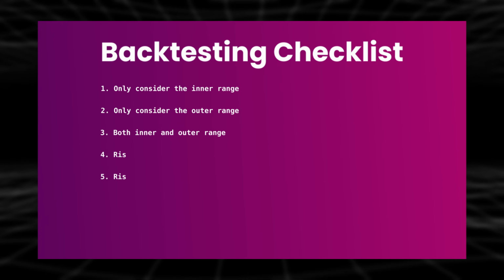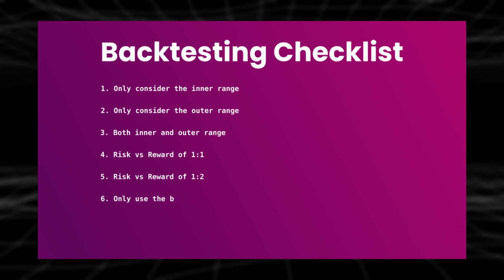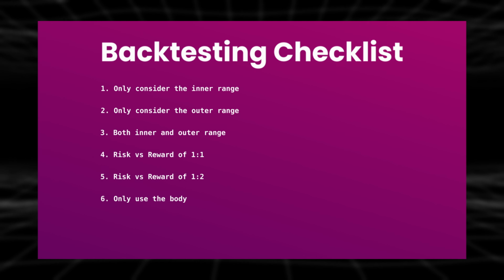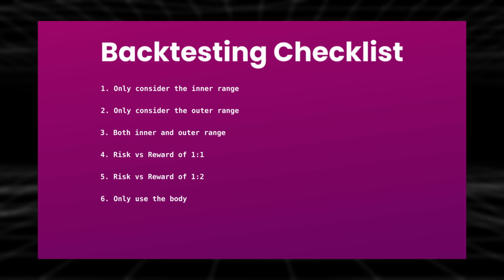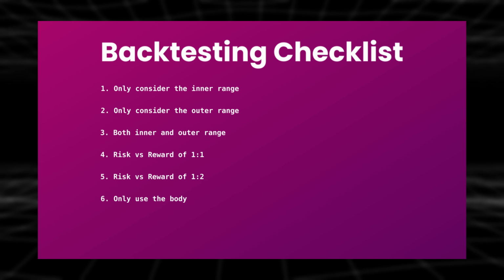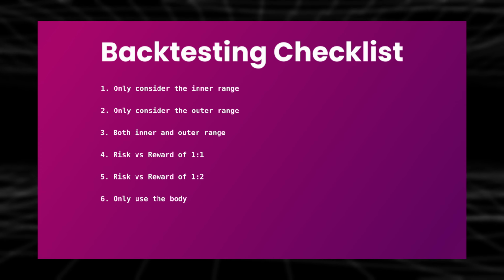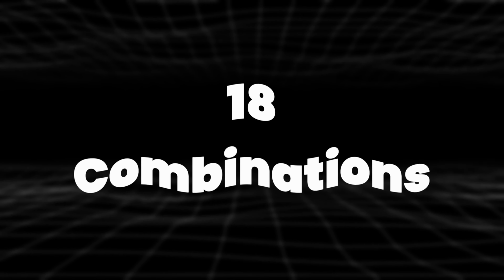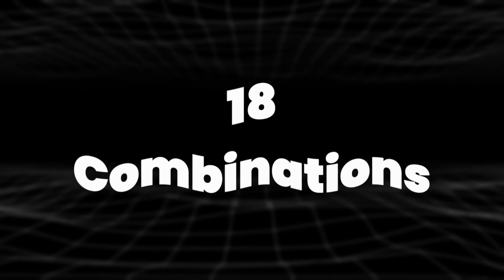That means if the TP is 20 pips away, instead of considering the low, we just do 20 pips as well for the stop loss. You can also try a 1:2 reward risk ratio. And then lastly, I'm going to use no wicks, just using the bodies. These 6 conditions ended up creating 18 different combinations.